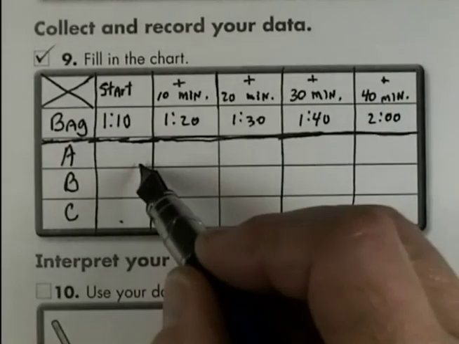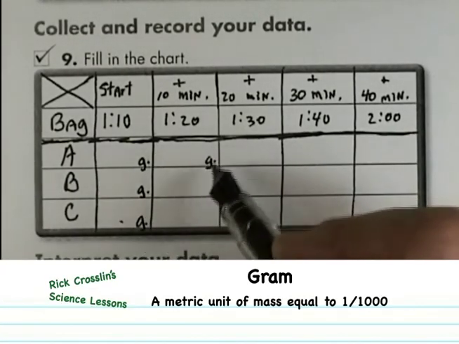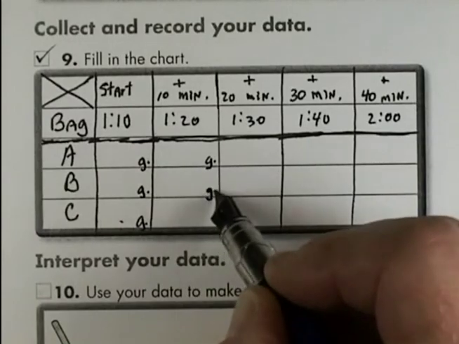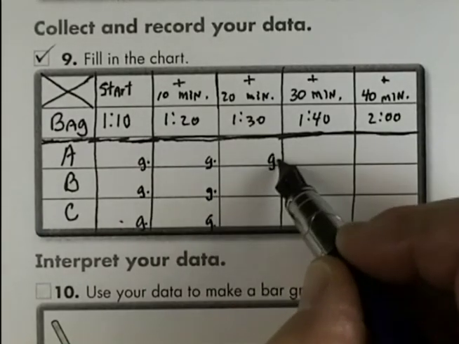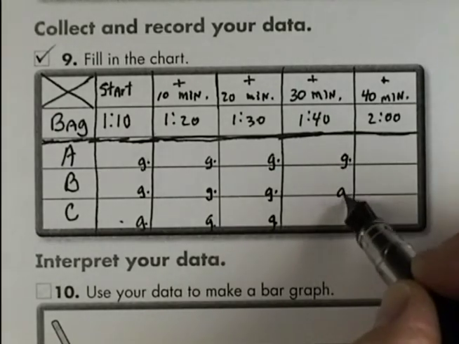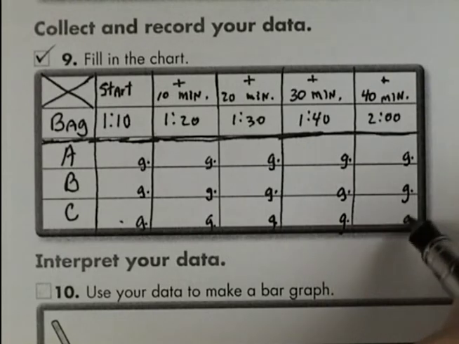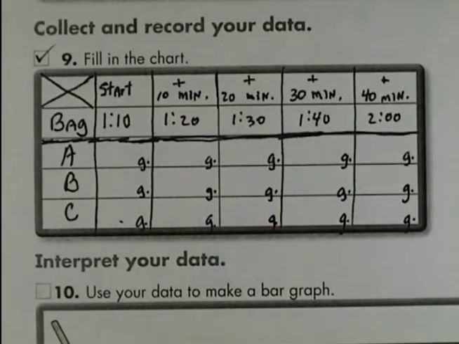And since we're going to measure in grams, I'm going to put a G by all of these and leave room to put my numbers in. It's important to put our labels, and our labels are in grams. Go ahead and get your data sheet to look just like this.